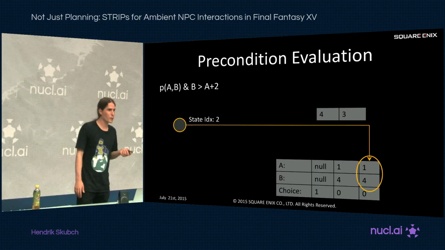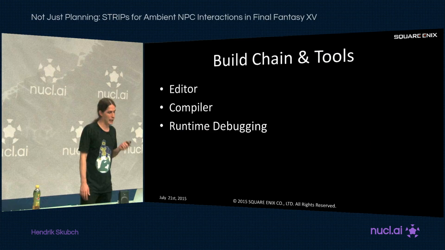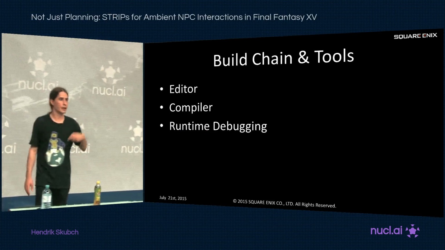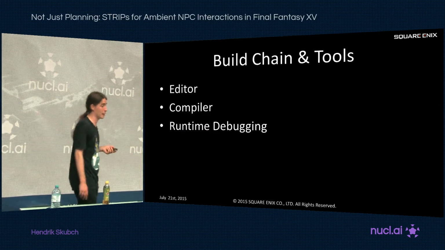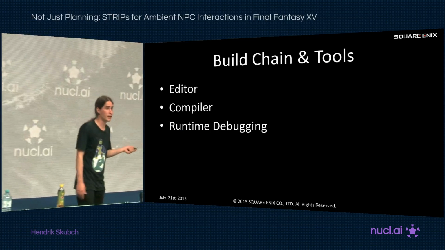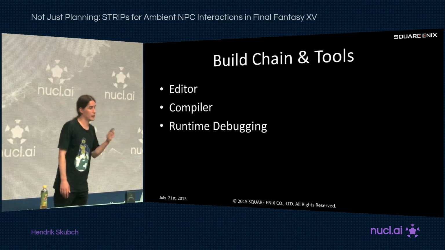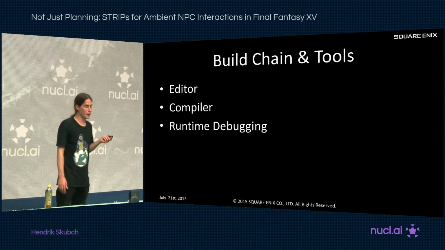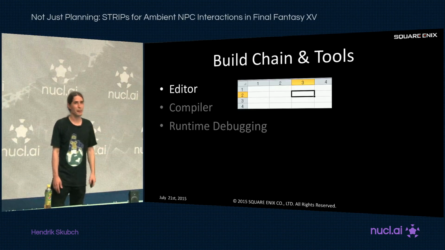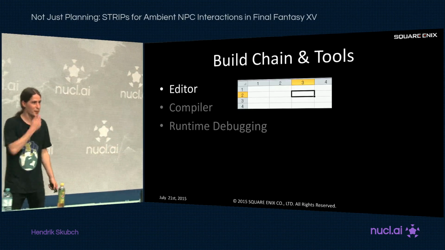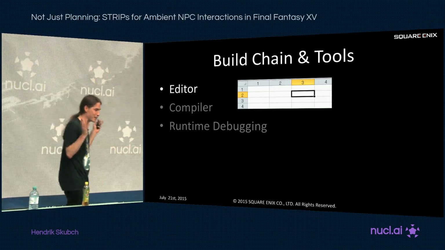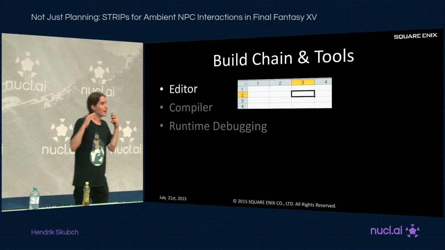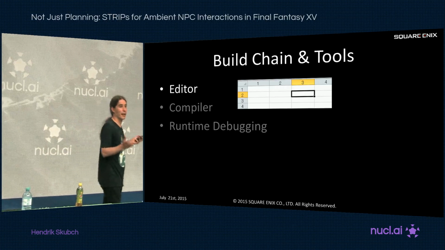What we also want to be fast at is the build chain. So the tools and the iteration times the designers have. And that includes the editor, the compiler, and any kind of runtime debugging. So for the editor, we chose a tool that looks like this. Some people might roll their eyes, but our designers are very, very happy with that tool. They know it.